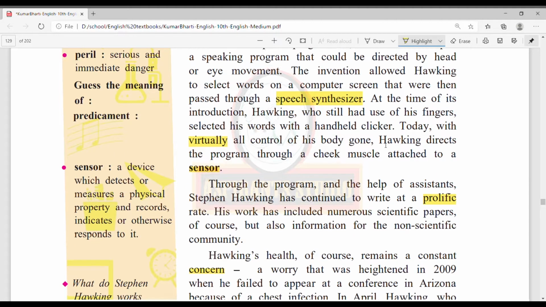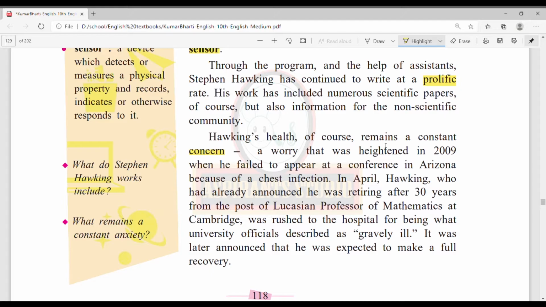In 2009, he failed to appear at a conference in Arizona because of chest infection. He was rushed to the hospital because he was gravely ill. It was later announced that he was expected to make a full recovery.